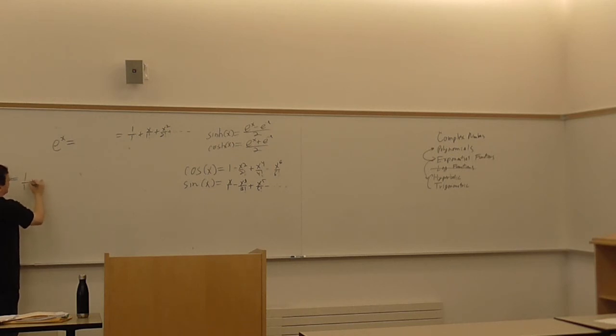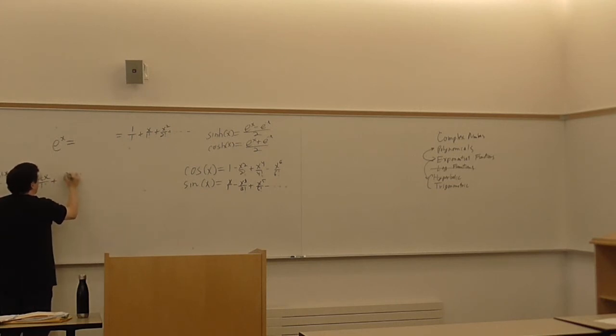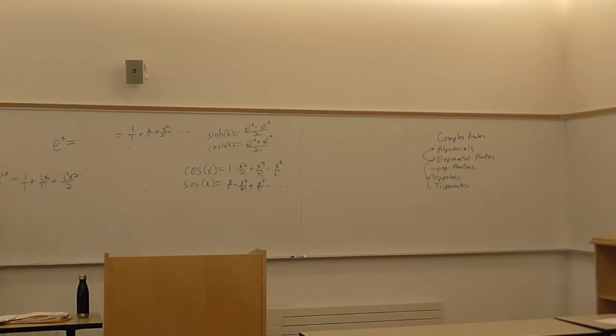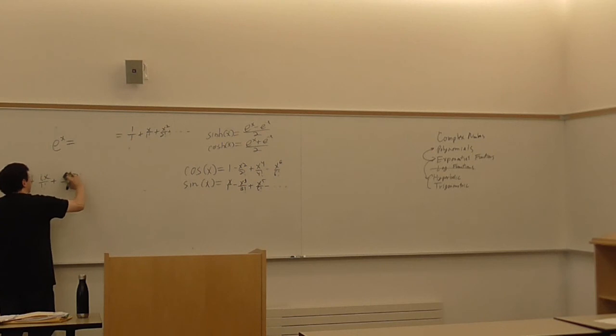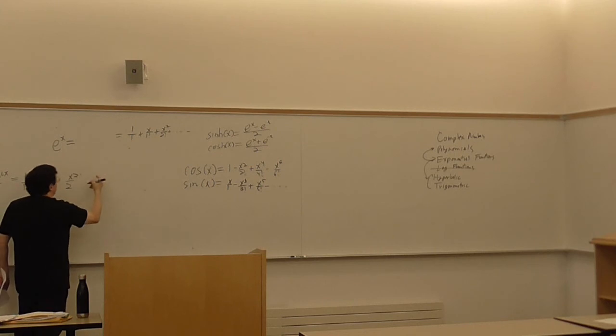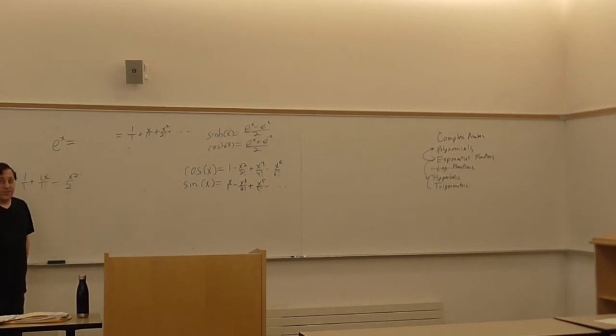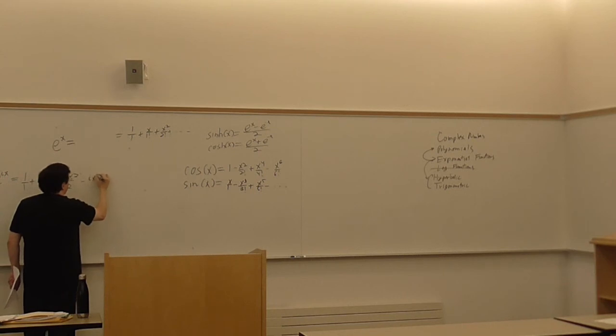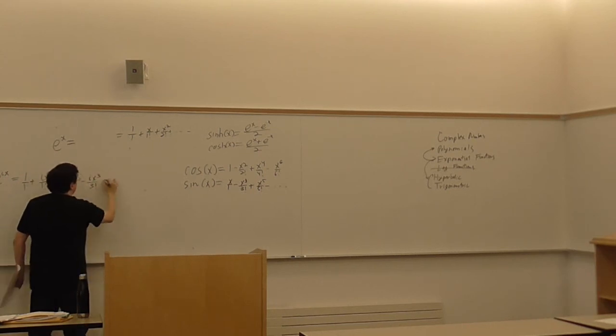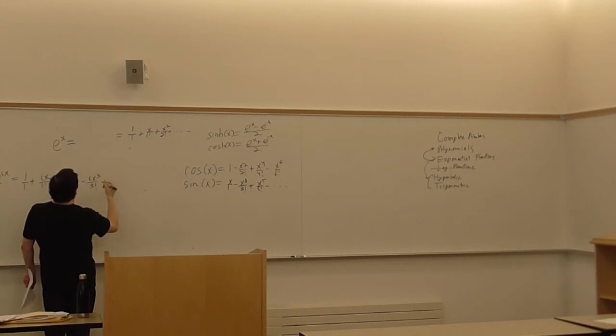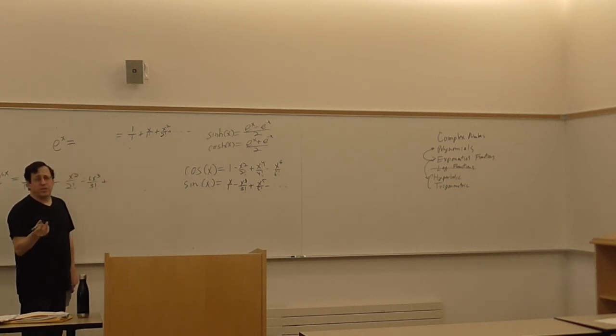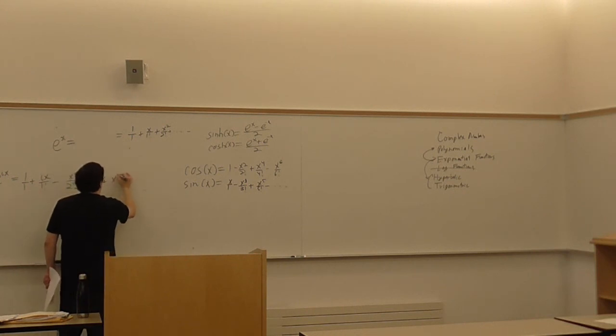I'm going to get 1 plus ix over 1 factorial plus i squared x squared over 2 factorial. Well, i squared, that's minus 1, right? All right, now plus i cubed, well, i cubed is minus i, right? So minus i x cubed over 3 factorial plus, what are we going to get next? Oh, i to the 4th, that's just 1. So we're back to x to the 4th over 4 factorial.